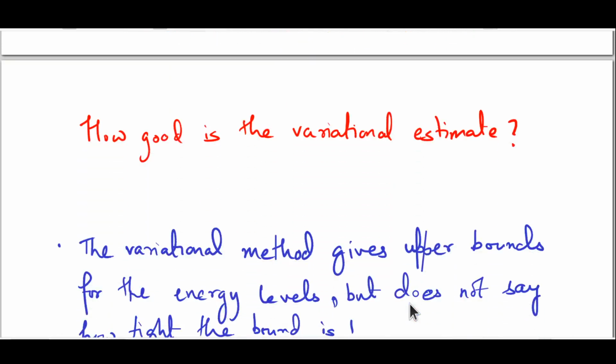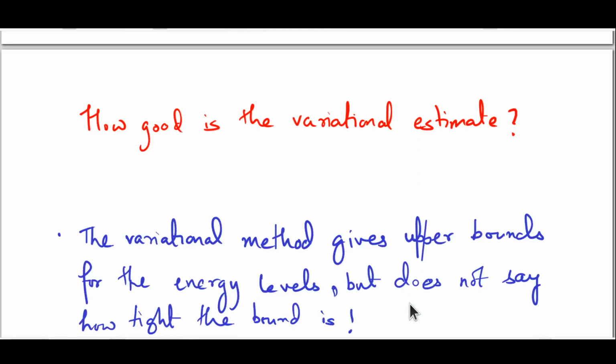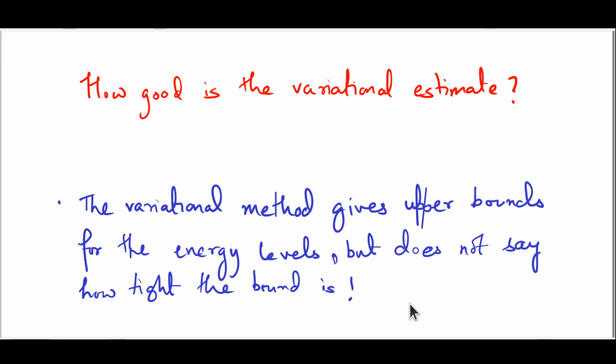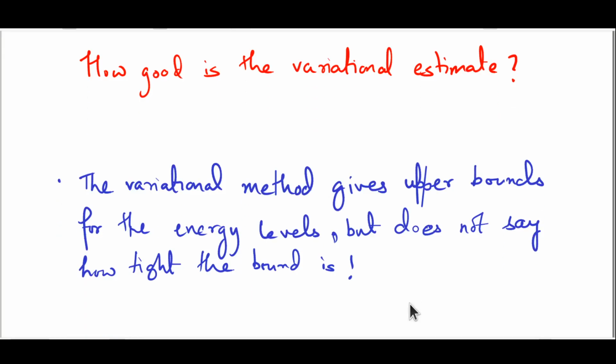Now the question is, how good is the variational estimate in general? We did get a value 0.54 in the last problem, but do we really know whether it's any good, or is it really just some upper bound? The actual value may be much lower. The variational method gives upper bounds for the energy levels, but does not say how tight the bound is. In principle, the ground state energy could be anything below 0.54.